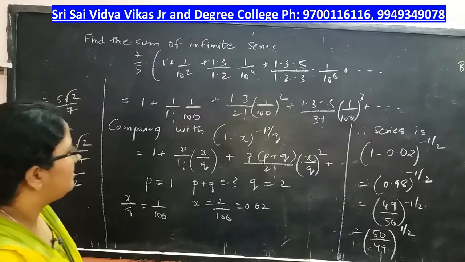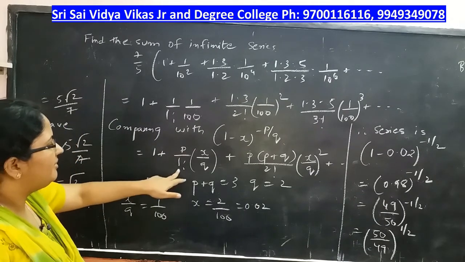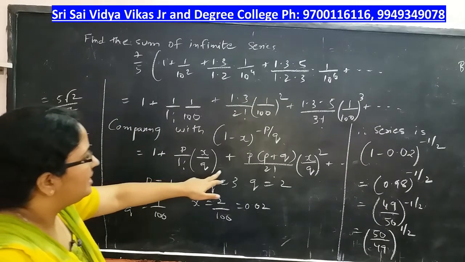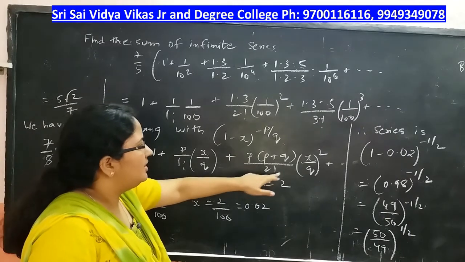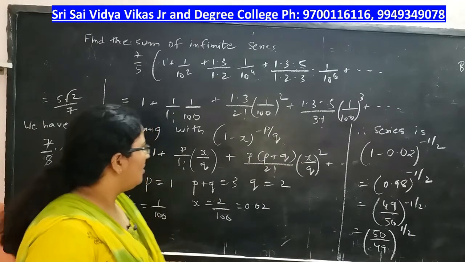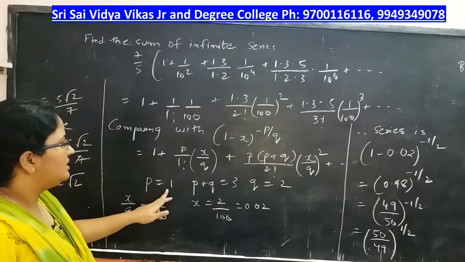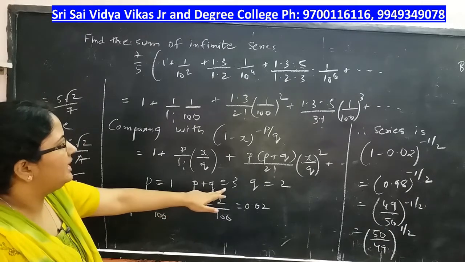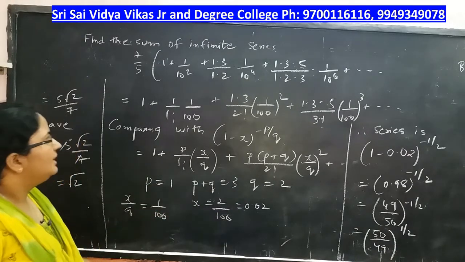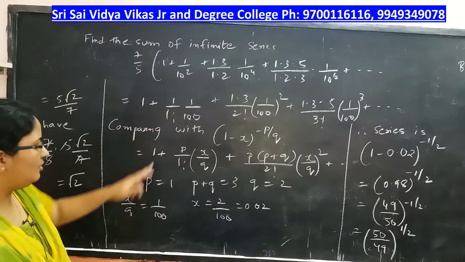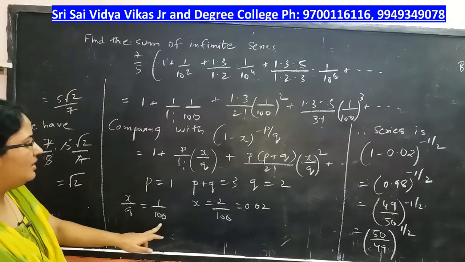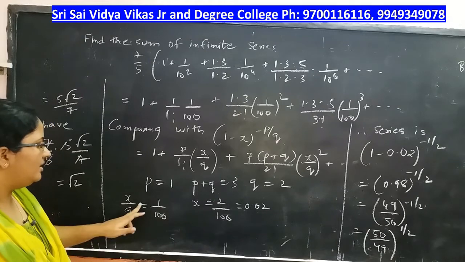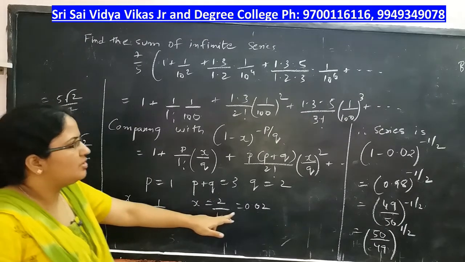1 minus x whole power minus p by q is 1 plus p by 1 factorial into x by q plus p into p plus q by 2 factorial into x by q whole square and so on. Here p value is 1, p plus q is equal to 3, so q value will be equal to 2. In place of x by q you have 1 by 100. So x value is equal to 2 by 100, x is equal to 0.02.